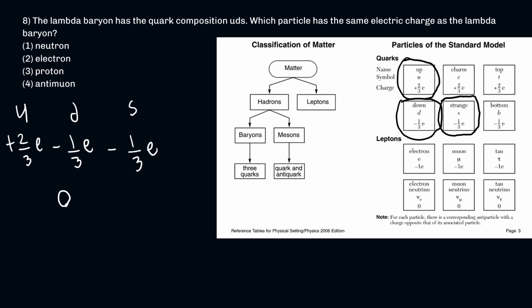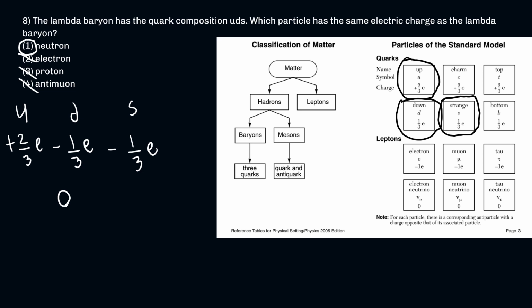So then looking at my 4 answer choices, which one of those is neutral? I have the neutron, that is obviously neutral. Electron is not neutral, so that is not going to be my answer. Same thing with my proton. And then answer choice 4, anti-muon. On here, you have the muon is -1 E, so that is not going to be my answer either. So the neutral particle, that is the same as UDS, is going to be my neutron. That is going to be answer choice 1 for this question.